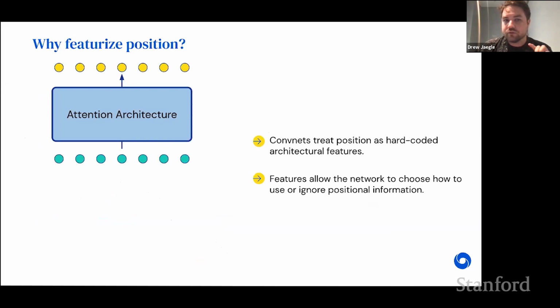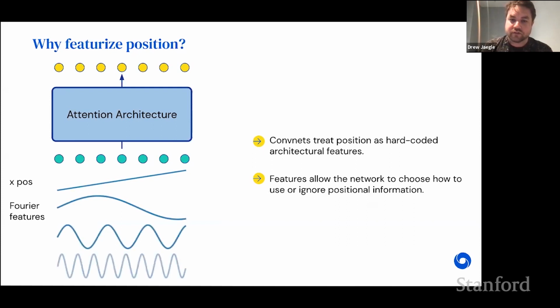The other interesting property of these sorts of architectures is that position is featureized. This basically means that we're no longer encoding the architectural location of something to figure out where it's located with respect to the other ones. This allows the network to use any positional information that it wants, but also to discard it as it prefers. This is the standard way it's done, of course, in architectures that use Fourier or sinusoidal-like features, but there's a lot of flexibility here.